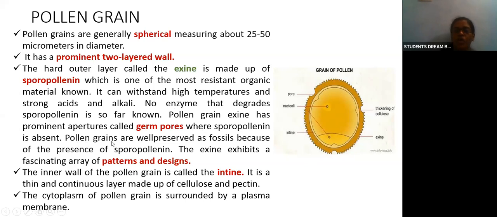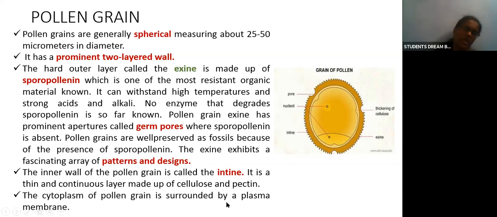Clear? And the pollen grains are well preserved as fossils because of the presence of sporopollenin. And the exine exhibits an array of patterns and designs. So the exine will be in various patterns and designs. So the outermost is the exine, the inner structure is the intine. So the inner wall of the pollen grain is called the intine. It is a thin and continuous layer made up of cellulose and pectin.